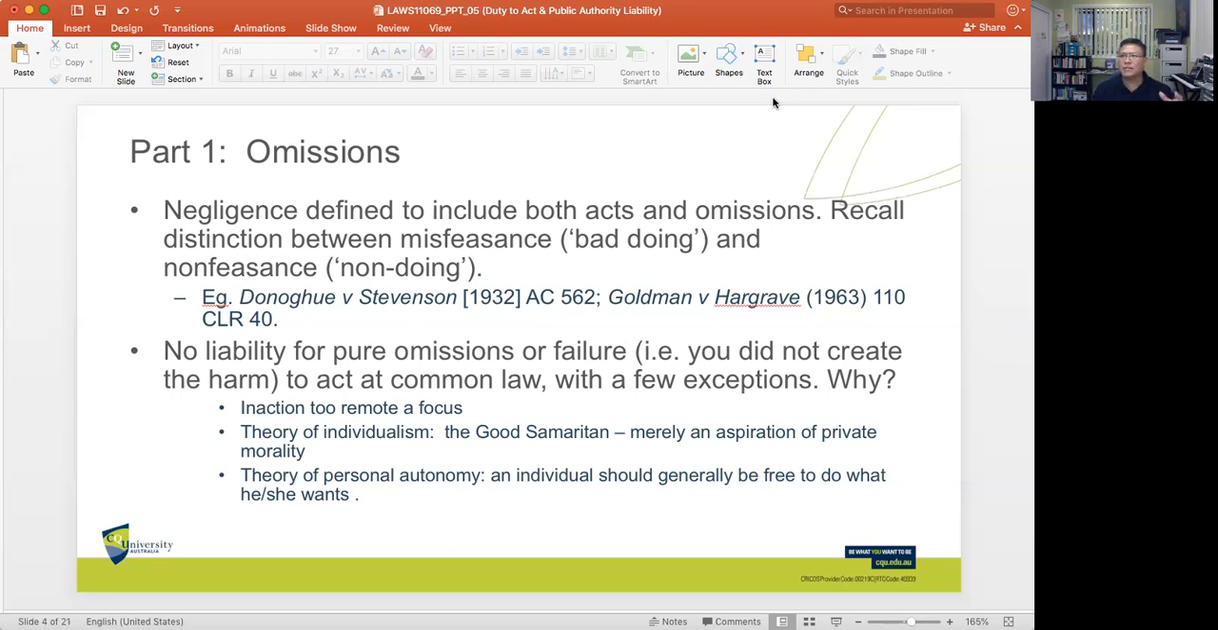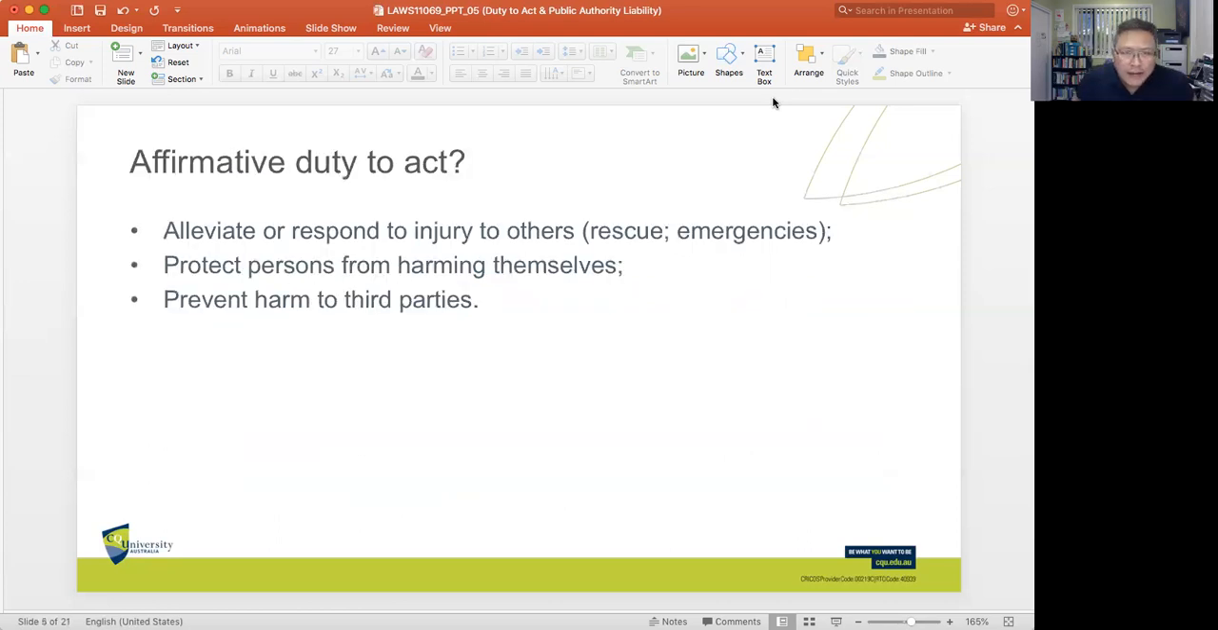There are limits to what others can do if a particular individual wants or desires to exercise his free will to act in a particular way. And these are some of the reasons why there is a limit to liability for pure omissions when you, as a potential defendant, did not create the harm or the hazard. Now, going back, there will be three particular scenarios we're going to be examining in this module in relation to the affirmative duty to act. One is, do you have an affirmative duty to act to alleviate or respond to injury to others? There might be an emergency, there might be a rescue situation, a child about to drown and so on.